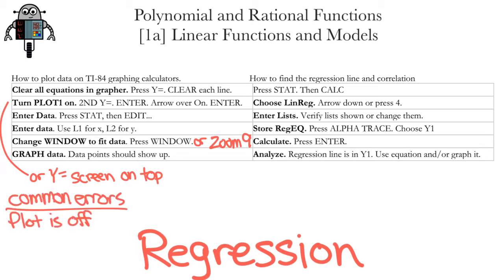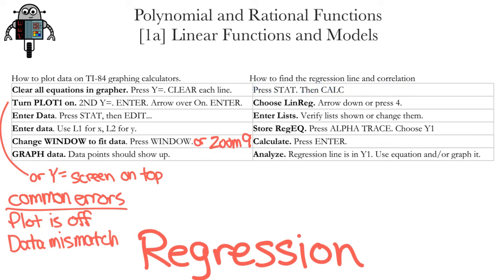The most common errors are not turning the plot on or having a mismatch in the data. For example, entering 6 values for x and only 5 values for y. Notice that the right column is focused on how to find the regression line and correlation.